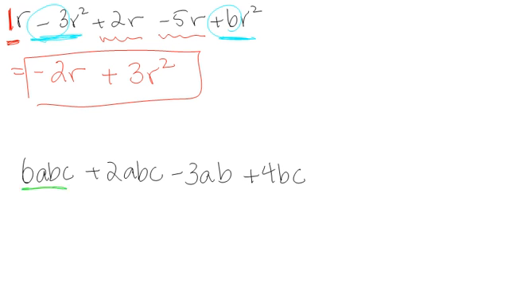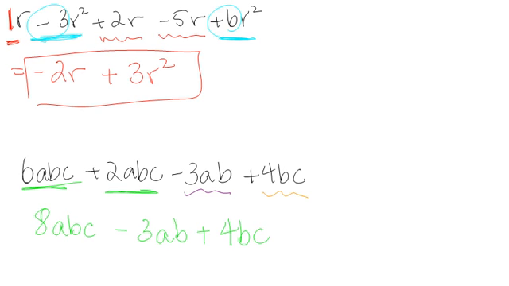Let's do it again down here. We've got ABC and another ABC. And then the other like terms are an AB. And then this one is different again, which is BC. So we've got 4 different types of terms. The only ones we can add are the green ones. So the green ones, there's 6 plus 2 of them, so that means there's 8 ABCs, and the other 2 stay exactly the same. We can't add or subtract them.